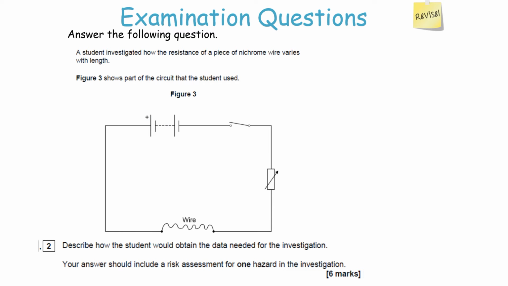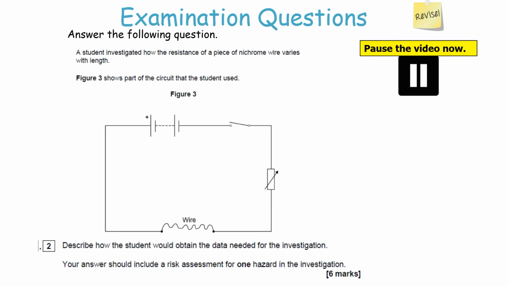Next question. A student investigated how the resistance of a piece of nichrome wire varies with length. Figure 3 shows part of the circuit that the student used. Describe how the student will obtain the data needed for the investigation, and your answer should include a risk assessment for one hazard in the investigation. So pause the video now, then unpause the video when you want to go through your answer.